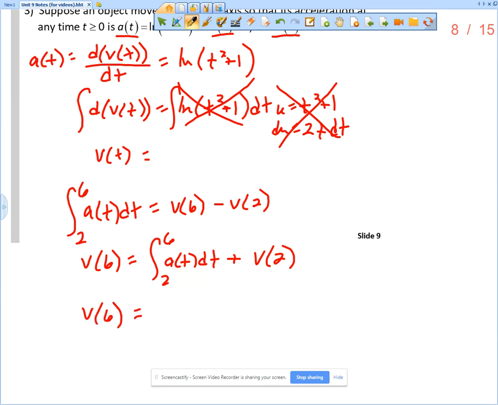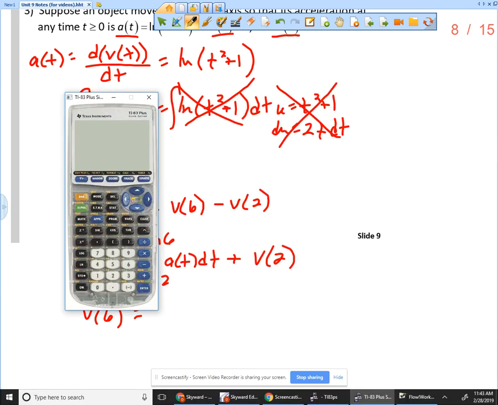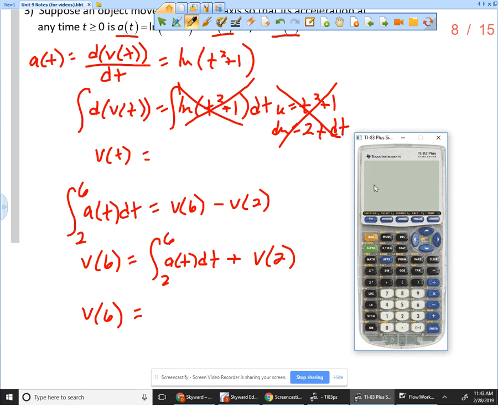All right, so we need to pull up our calculator. All right, so let's pull up our calculator. All right, so remember, I want to do math 9. All right, so the integral from 2 to 6 of a of t. So a of t is the natural log of t squared plus 1, so x squared plus 1. All right, close parentheses on the natural log, comma, x, with respect to x, comma, 2, comma, 6.